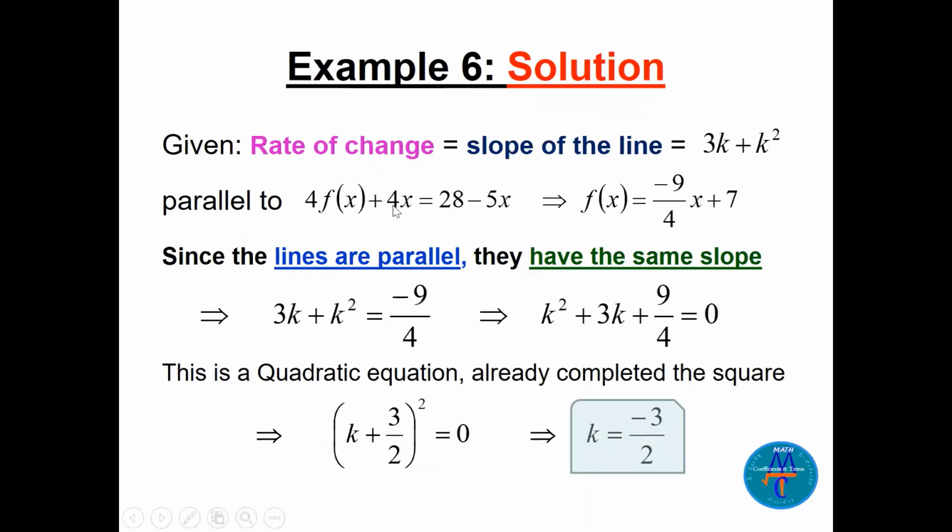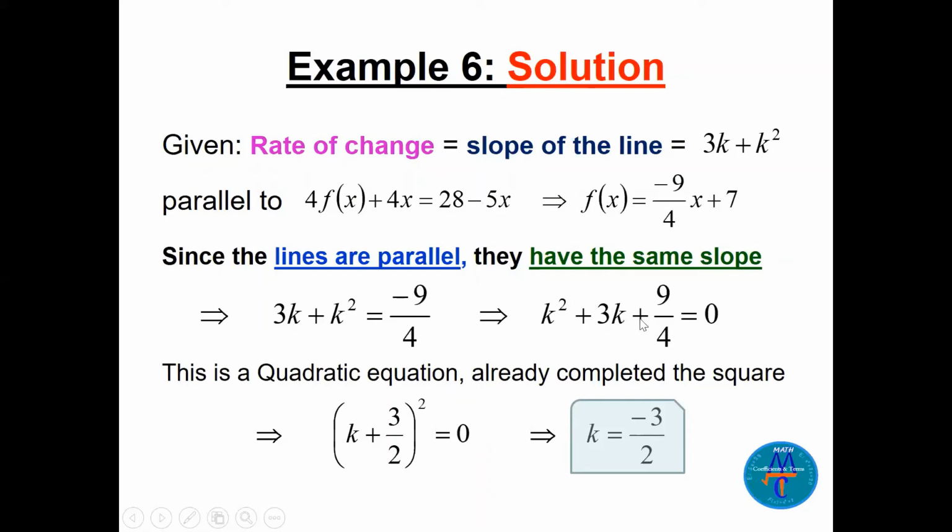So when you rearrange this one, you take 4x to the other side, it becomes minus 9x, divide by 4. So it becomes f of x equals minus 9 over 4 x plus 7. Remember that. This is the slope, so 3k plus k squared equals this rate of change, which is the slope, minus 9 over 4. Now rearrange the equation: k squared plus 3k, bring it to the other side, plus 9 over 4 is equal to 0.